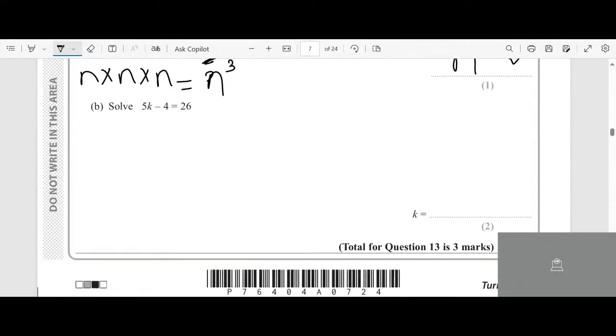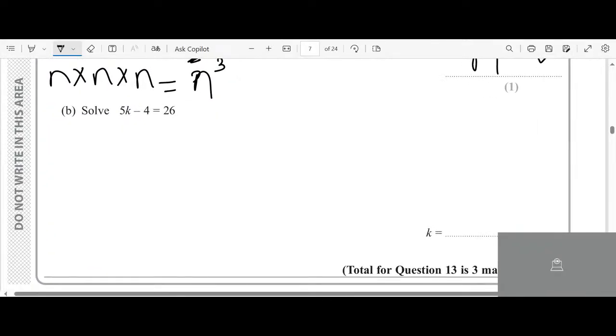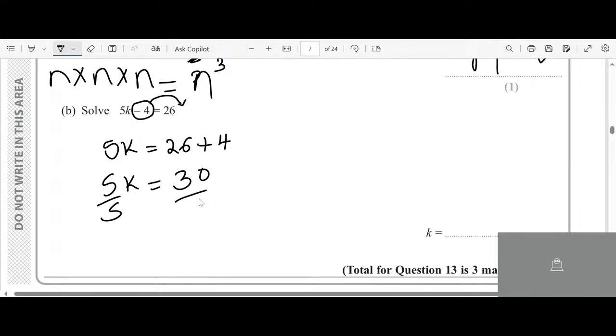Then here they are telling us to solve: what is the value of k. So let us collect the like terms, because this one is a number. Let us take it to the number side. Whenever it crosses the equal sign, it changes. So we have 5k is equal to 26, it changes the sign to addition, plus 4. Therefore 5k is equal to 30, divided by 5, divided by 5. Therefore the value of k, use your calculator, is 6.